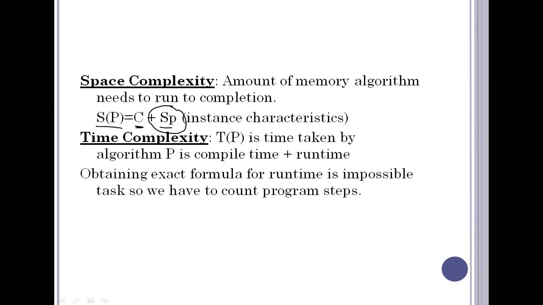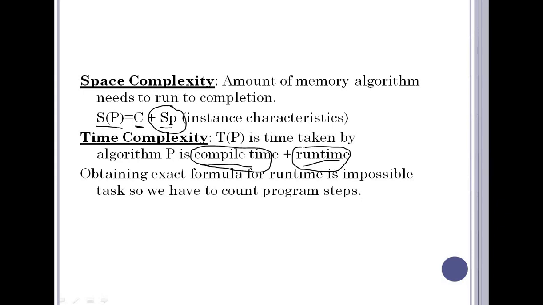We will always concentrate on SP. The next measure is time complexity. For algorithm P, the time complexity is represented by TP, and it refers to the time taken by algorithm P, which is the compile time plus the runtime. But the compile time depends on many factors, such as what type of compiler and what kind of processor you are using. So we will consider this as a constant, and we will concentrate on the runtime.